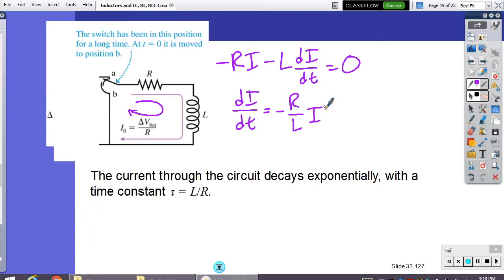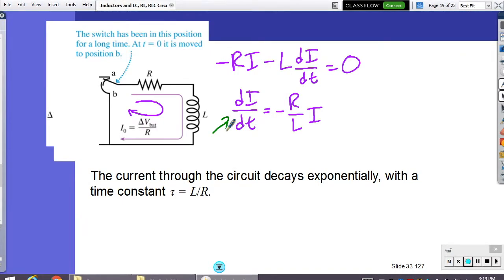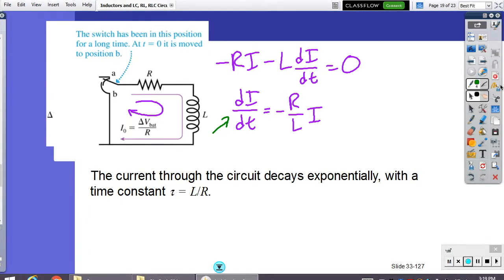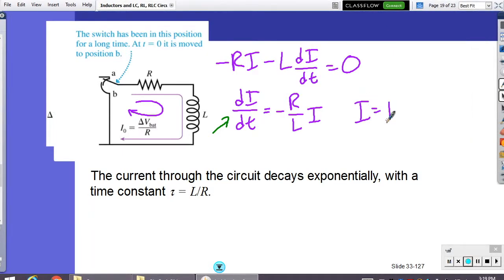And you might say, oh, it's simple harmonic motion again, but be careful. This is only a first derivative on this side. So what we actually get is kind of like with our RC circuit, we get something where our current goes as e to the negative t over some constant tau.